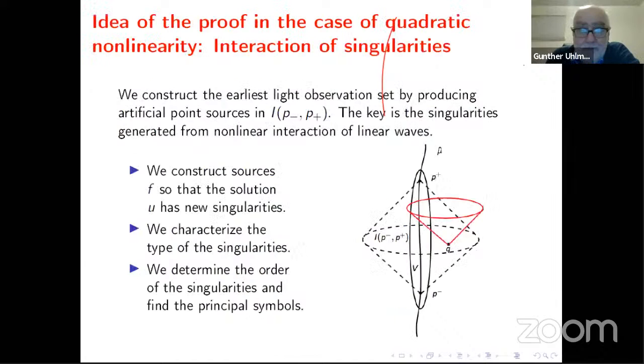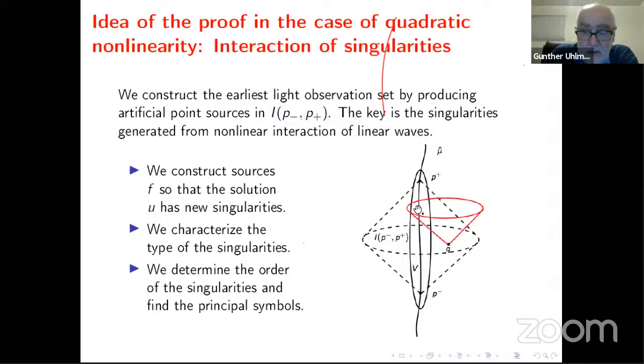Okay, so let me give very briefly an idea of the proof. And I already mentioned, part of it, we're going to construct sources here in this region V, near where we're traveling, so that they interact at a point and then produce an artificial point source. And that artificial point source wave comes back, and we can measure the earliest light observation set, because we measure the intersection of this with the neighborhood where we are. And we can apply the previous result about passive measurements. We know this light observation set, the earliest light observation set.